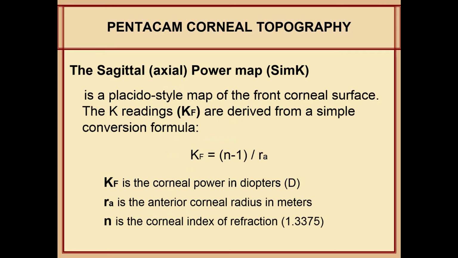Now, let me explain each one separately so it can make it clearer in your mind, and then we'll see why one is more important than the other. The sagittal or the axial power map, similar to the SIMK, is a Placido-style map of the front corneal surface. The K readings, I call it KF because it's the front, are derived from a simple conversion formula that I showed you. It is the index of refraction minus 1 divided by the radius of the anterior surface of the cornea. And this is what these values stand for.